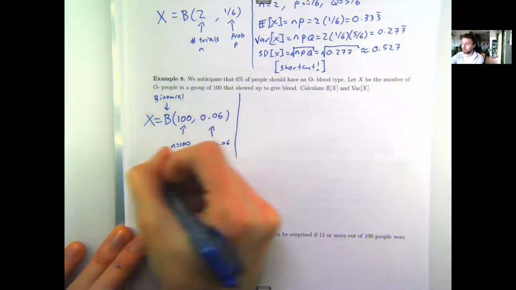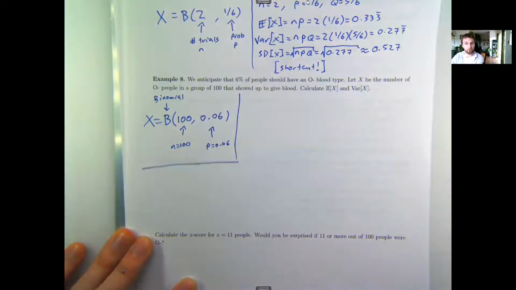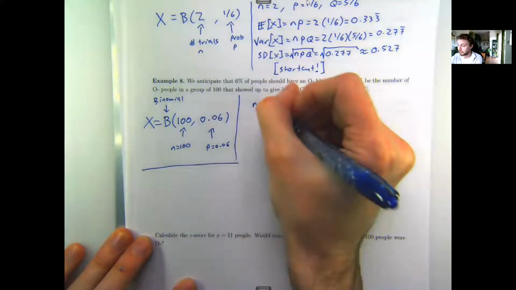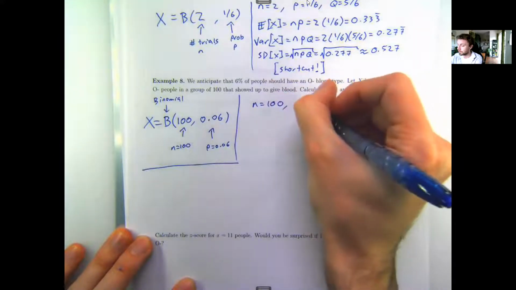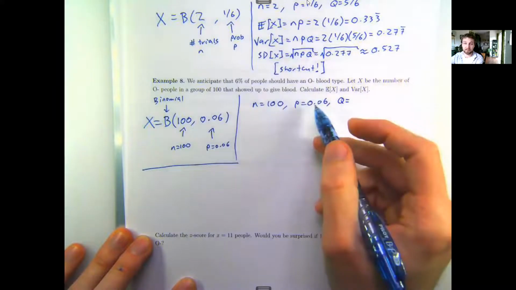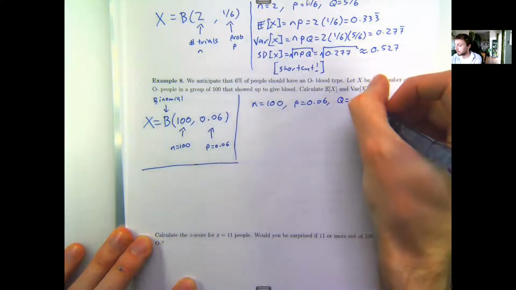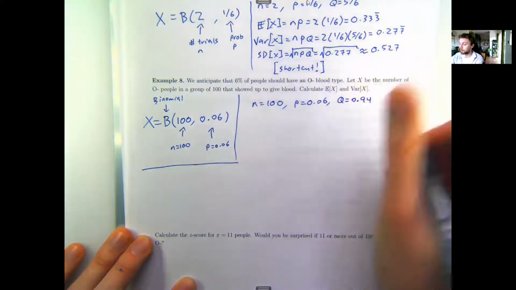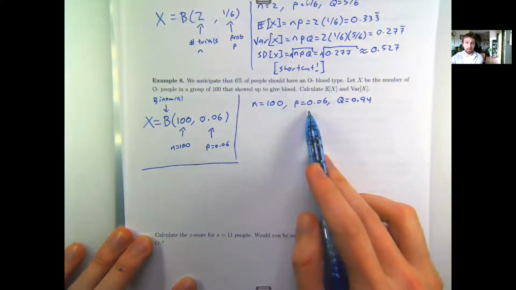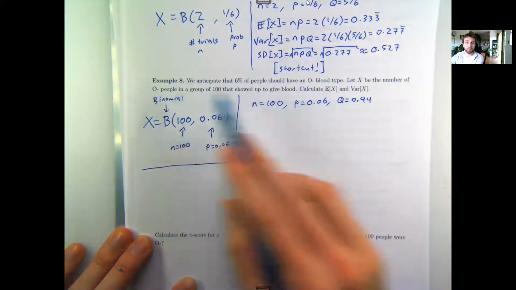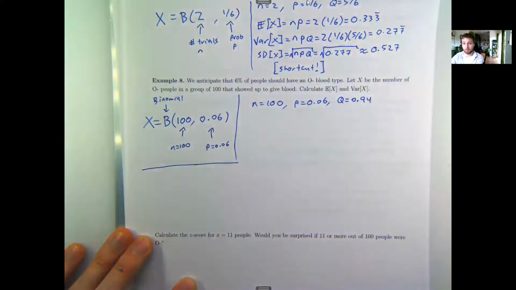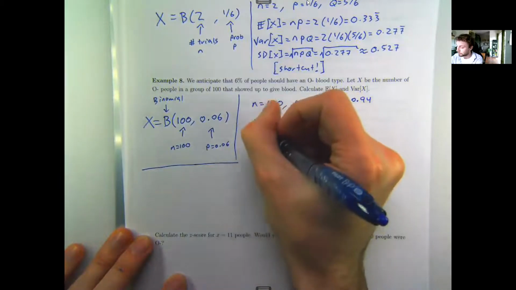So just showing you that notation again in case you run into that while you're going through things. Listing it out again, 100 trials, 6% success rate. If there's a 6% success rate, that means there's a 94% failure rate. These are complements, they add up to 100%. 6% are O negative, 94% are not O negative. I want the expected value.